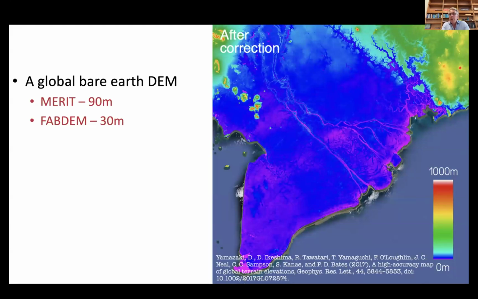Since MERIT, actually, my colleague Lawrence Hawker has been spending some time producing an even higher resolution one, which we called FABDEM, that we've used more recently. And this comes, instead of from Shuttle Radar Topography, from the Copernicus DEM. But again, same problem. The datasets the satellite agencies put out are surface models, they include surface artifacts, and those need to be stripped off and corrected.